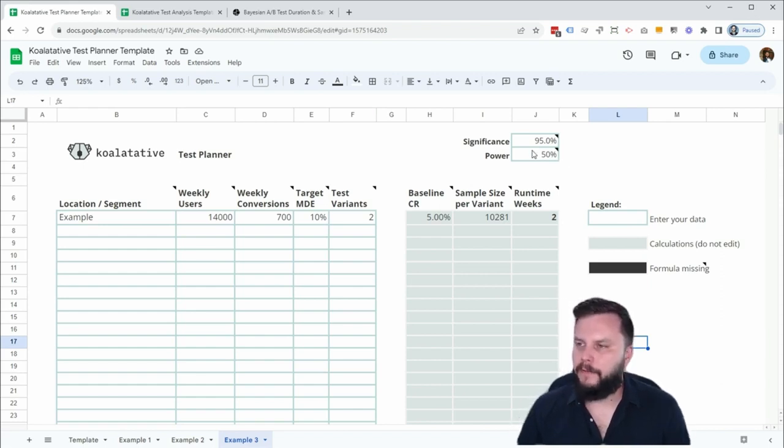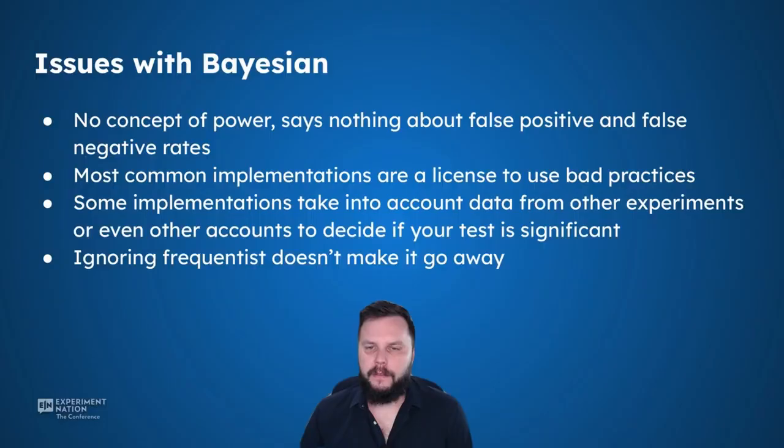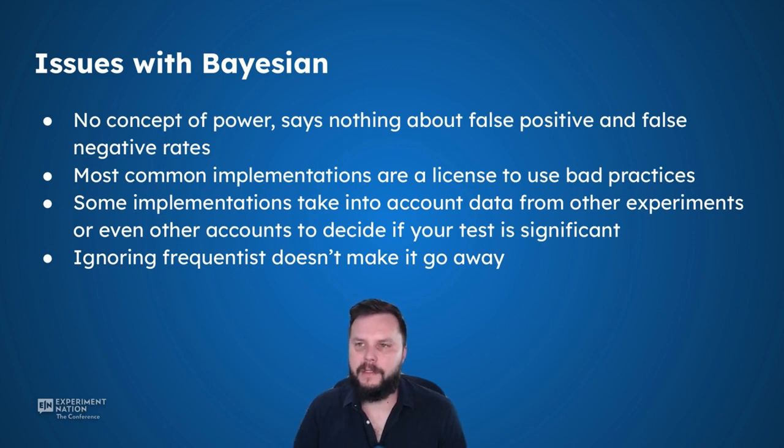If we drop the power down to a 50-50 chance, then the runtime comes down to 2 weeks, which is a little bit closer to the Bayesian. And the sample size is actually less than the Bayesian one said. So there are some differences in the calculations, obviously, but it gets us pretty close. That's an example of the first issue with Bayesian here, where there's no concept of power and it doesn't really say anything about false positives versus false negatives. It gives you a percentage of the chance that this variant will beat the control.